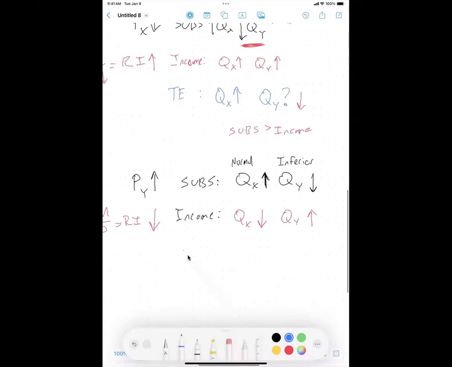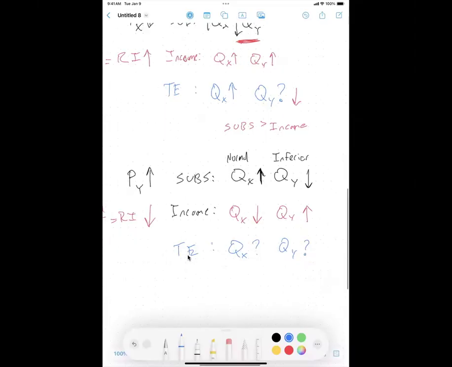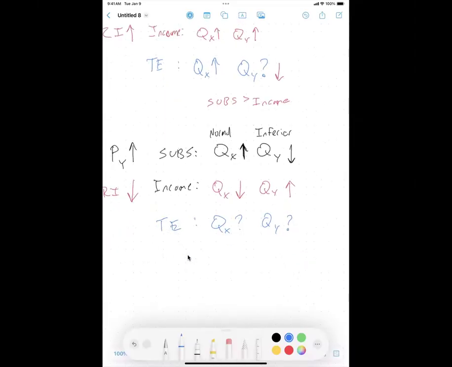So in this example, that price change, what was the total effect? Well, notice in both of these goods, I can't actually say what's going to happen to the quantity of either, because both of these effects happen simultaneously and they're pushing quantity in opposite directions. So what I would need to know is which of these was larger, okay?